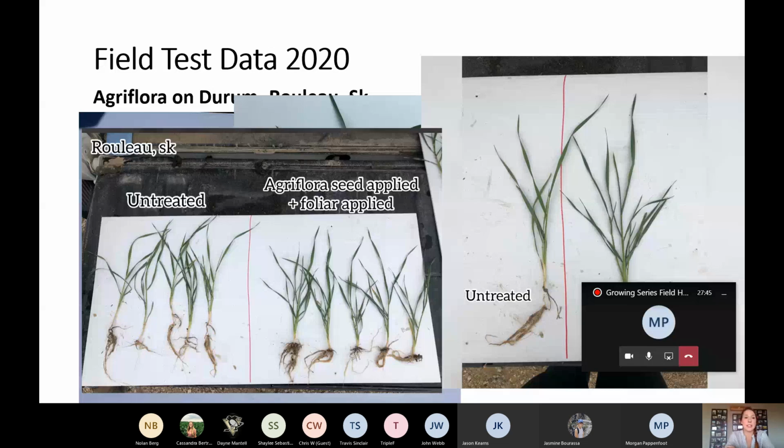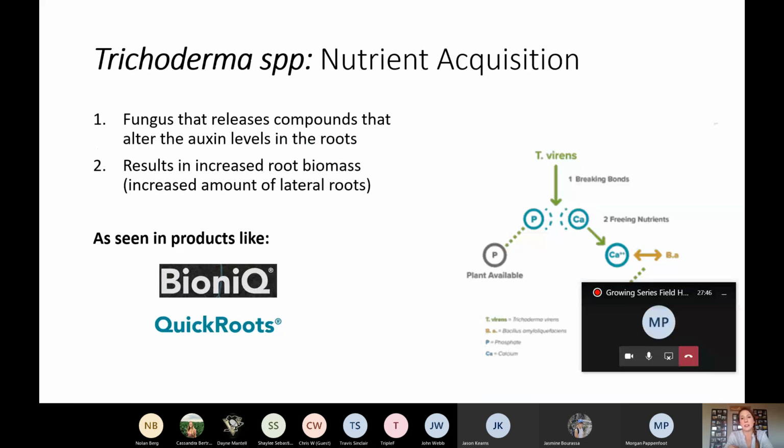Okay, the next one that you might see is Trichoderma species. This is a similar concept to the Bacillus species, where the main goal is nutrient acquisition, and that comes from, once again, more fibrous roots. So the Trichoderma is a fungus. It releases compounds that alter the auxin levels in the roots, which is a hormone in the plant that says it's time to grow. As a result, it increases the root biomass. So you should see more fibrous roots in this as well. You're going to see this in products like the new Bionic, which I'm just about to talk about, and you see this in Quick Roots as well.